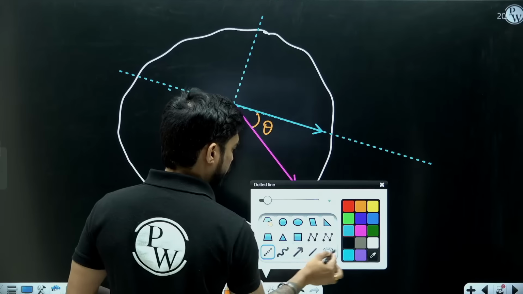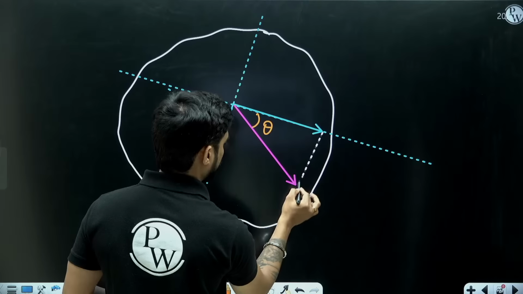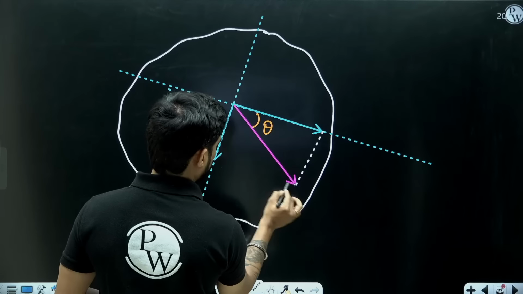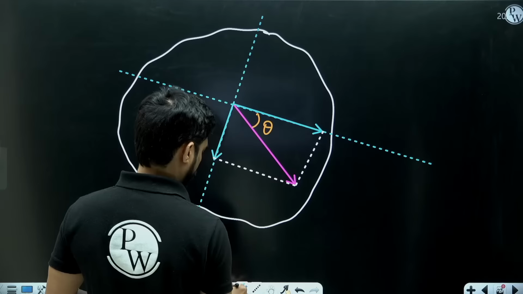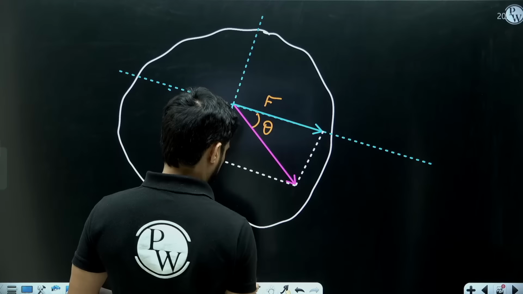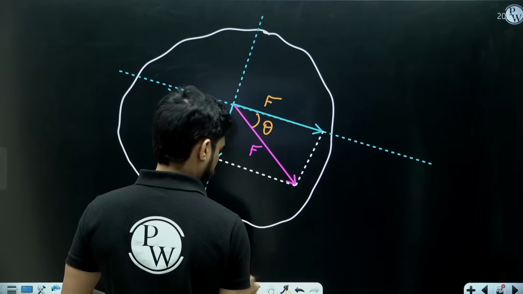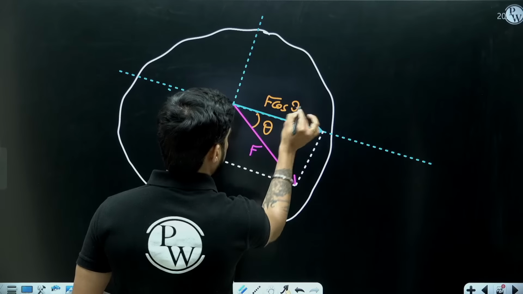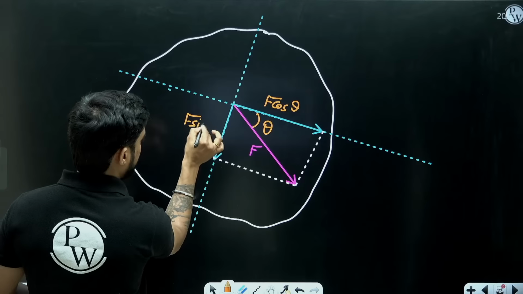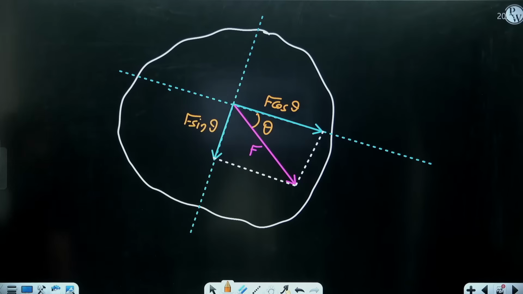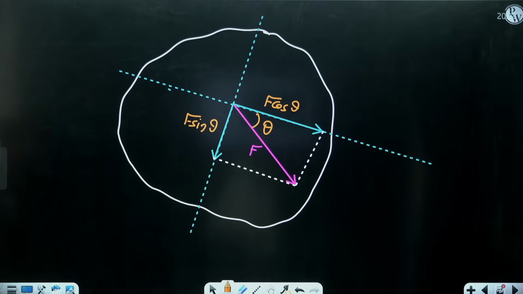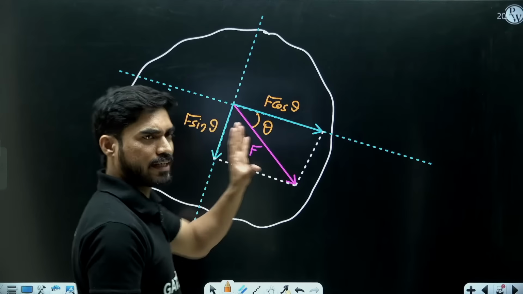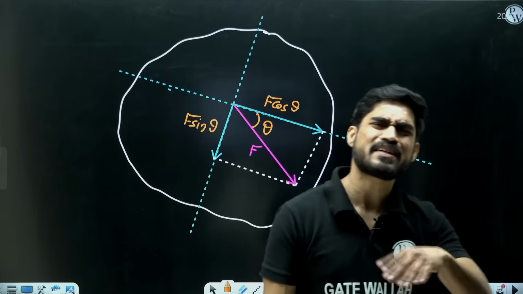So what we have done, we have found the projection. So this is, let's say this force is F. So this is F cos theta and this is F sin theta. So it is not necessary that you will always resolve the force along x and y direction. They can ask you to resolve the force along any axis. Okay, it depends upon the question.